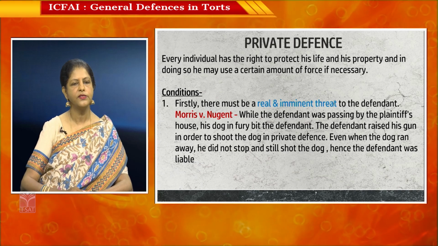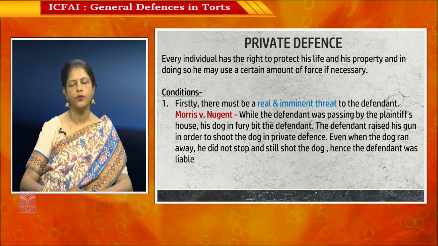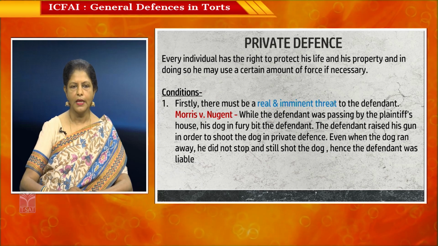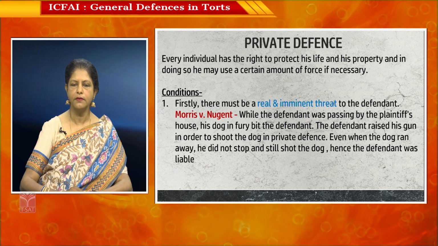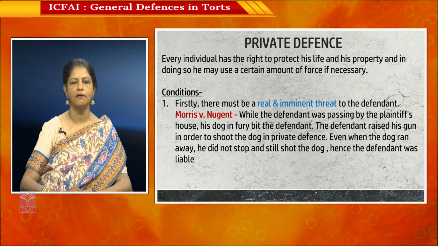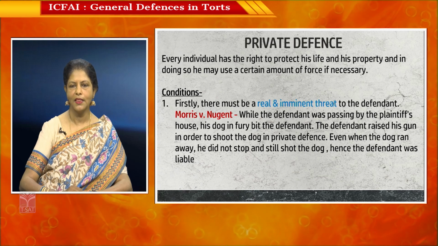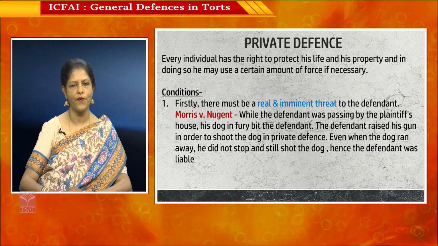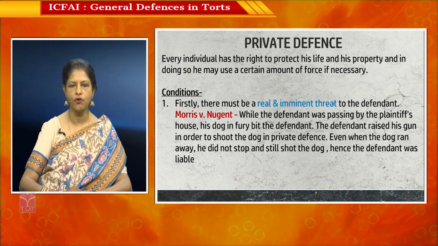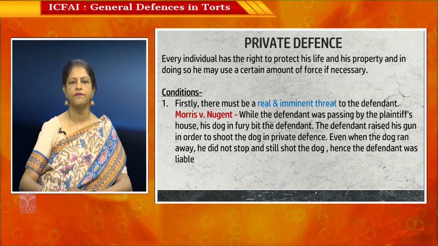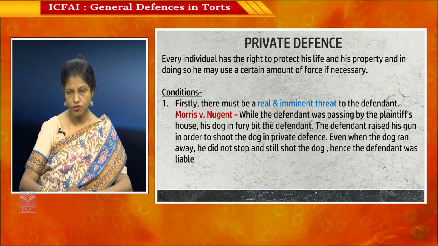So, the case here is Morris versus Nugent. In this particular case, the defendant was passing by the plaintiff's house, and the plaintiff's dog bit the defendant. The defendant was furious. He raised his gun in order to shoot the dog in his private defense. But at this point, the dog simply turned and ran away. In spite of that, the defendant shot the dog and killed it. So the plaintiff filed for damages for his dog.